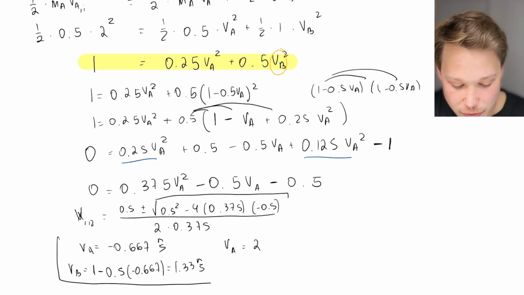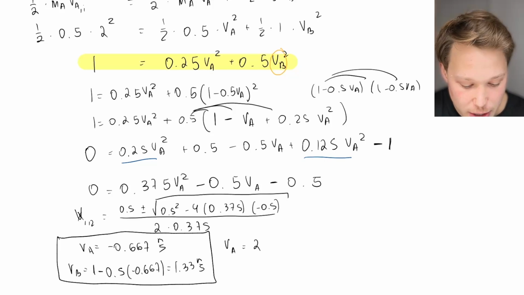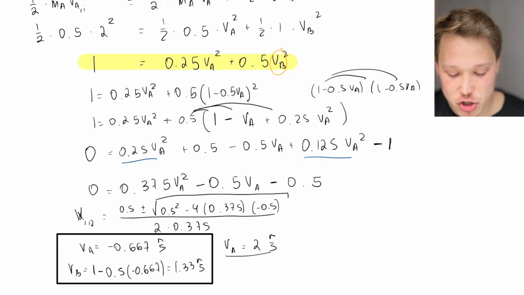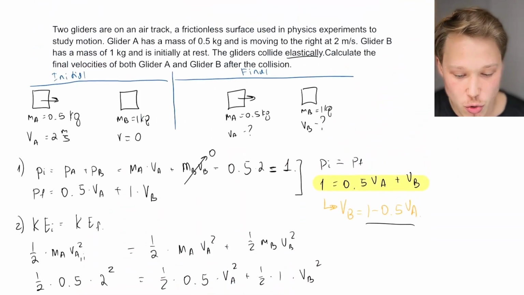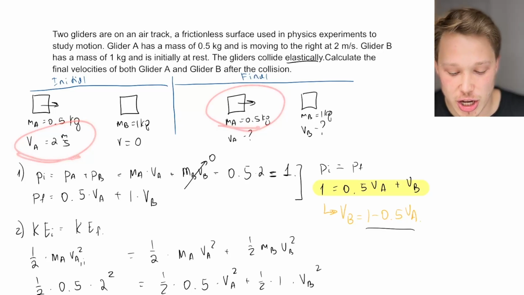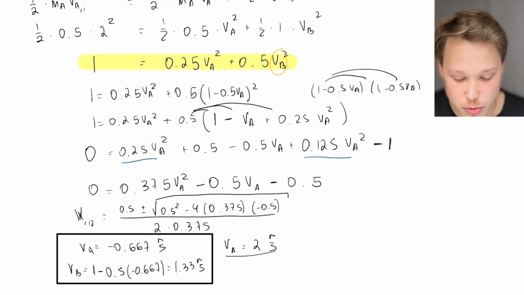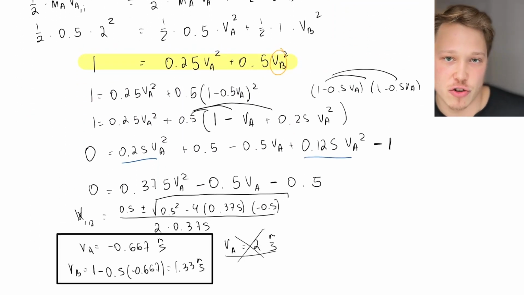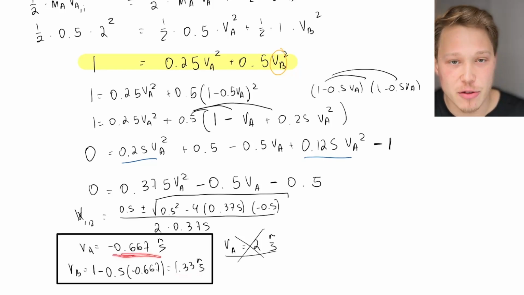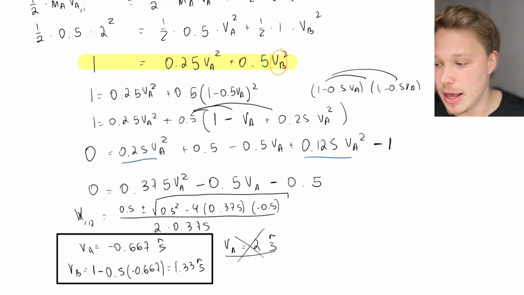Now, how come you have two answers, you might ask me? How do you know which answer to pick? Notice this 2 meters per second is actually the initial velocity that it had. But obviously after the collision, the velocity of this object changed. So 2 is not going to be our answer, because 2 is just the initial velocity that A already has. So really only this one is our final answer: 1.33 meters per second for B and negative 0.667 for A.